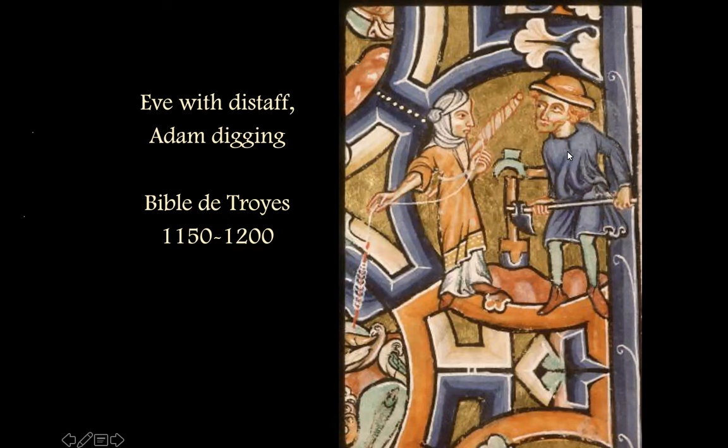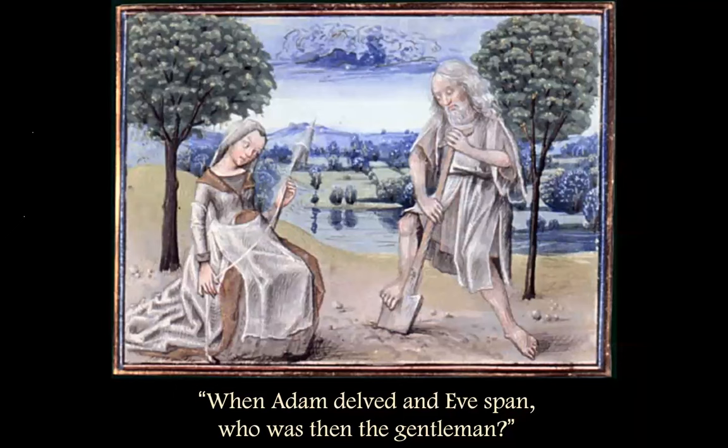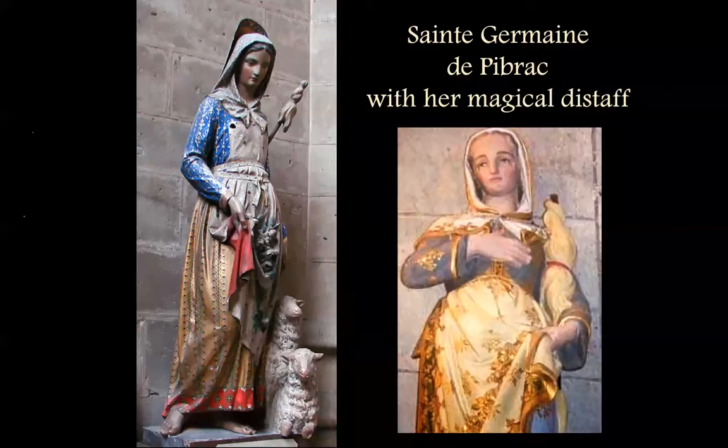However, in the 1381 peasant revolt in England, Wat Tyler's revolt, there was a saying, when Adam delved, dug, right, and Eve span, who was then the gentleman? And basically saying, look, we're all the same. We come from the ultimate same ancestors. So what is it with this aristocratic ship?